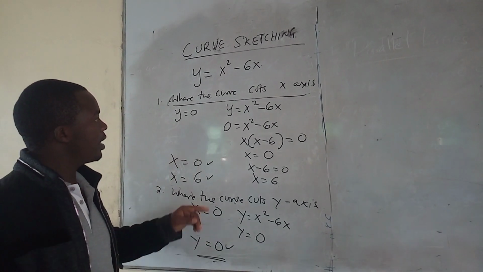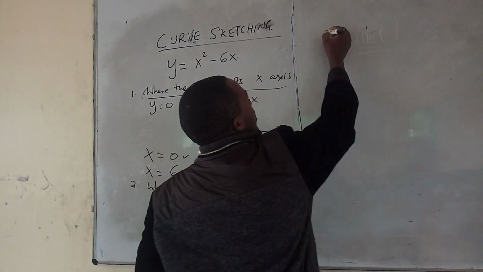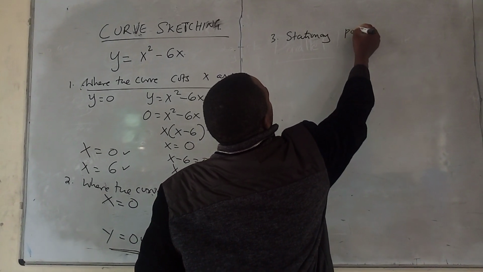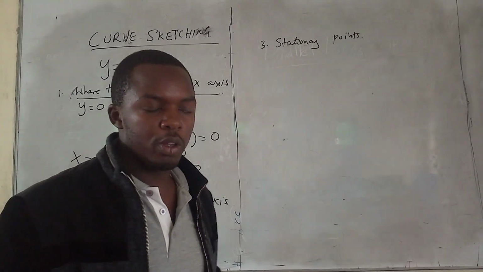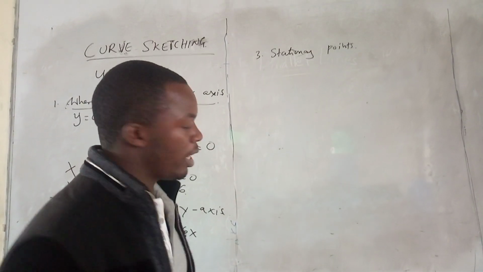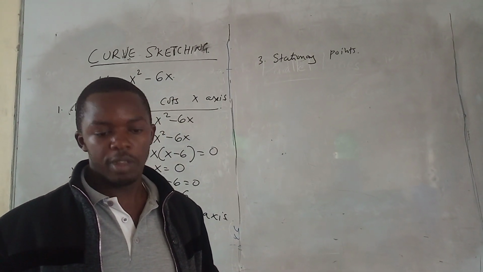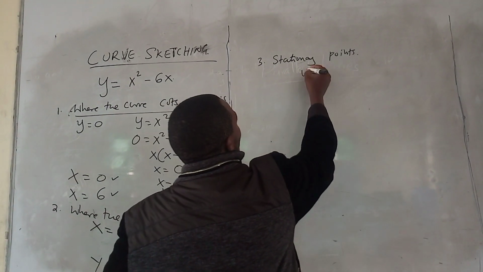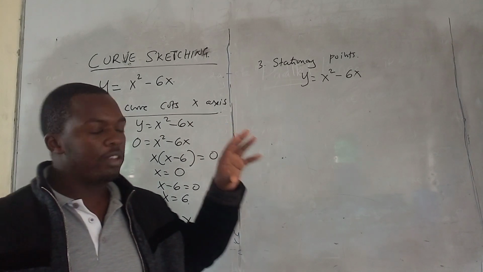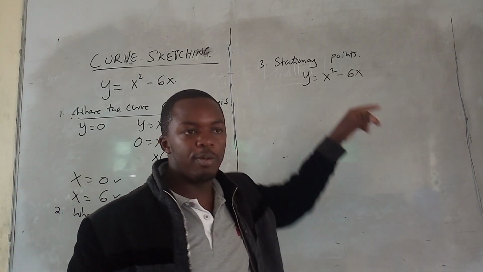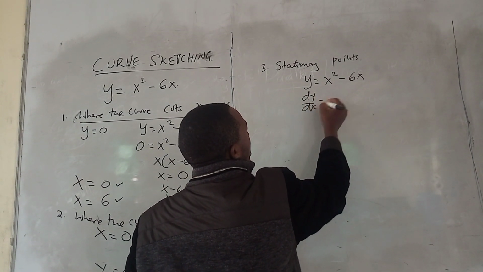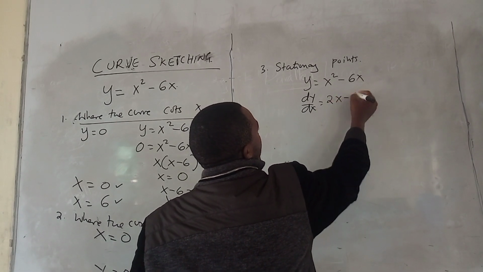So the next thing that I need is number 3. It is what we call the stationary points. You remember the stationary point is where the gradient of the curve is 0. So if you have a curve y is equal to x squared minus 6x, I want to find a stationary point, a point where this curve will have the gradient 0. So I'll have the gradient function dy/dx. I differentiate this, it's going to be 2x minus 6.